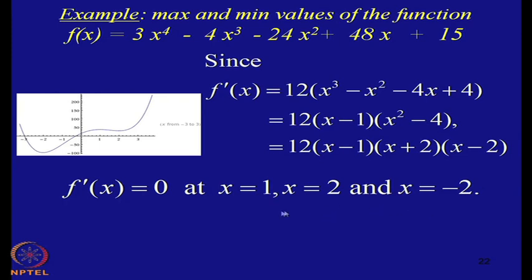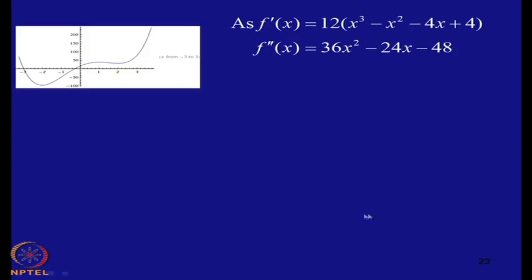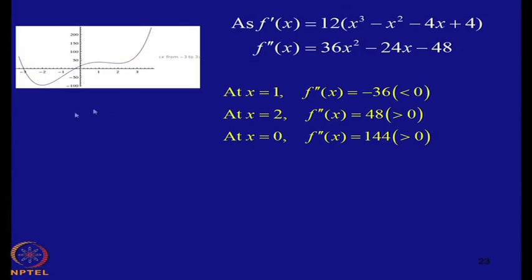For checking whether x equal to 1, x equal to 2, x equal to minus 2 are relative minima or relative maxima, we need to calculate the second order derivative. The second order derivative is 36x square minus 24x minus 48. At x equal to 1, the second order derivative is negative. That is why we can say that at x equal to 1, the function has a local maxima.